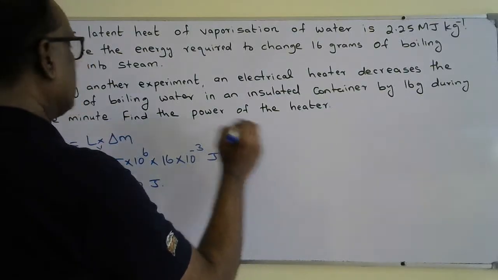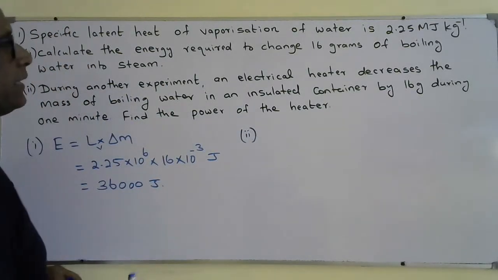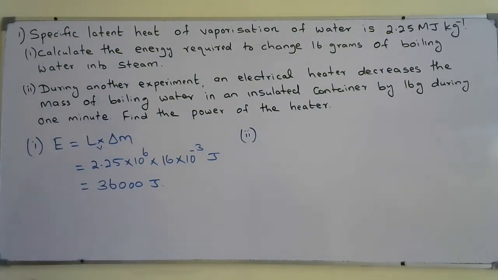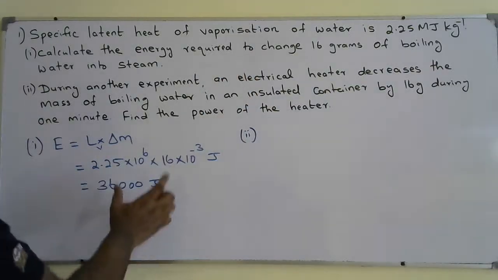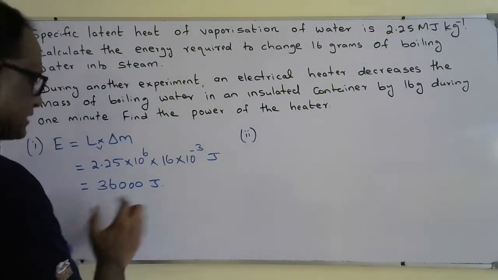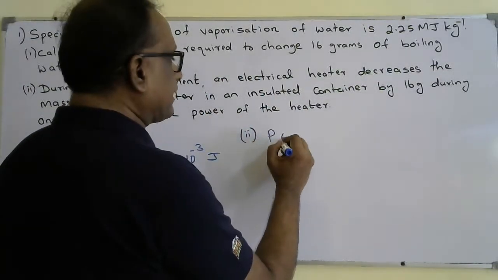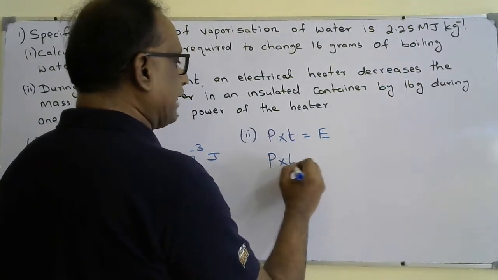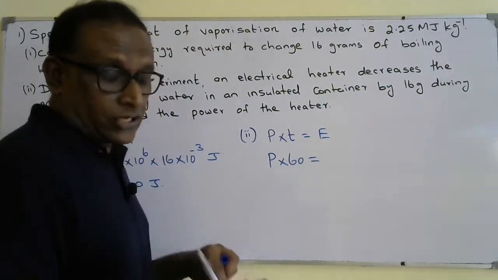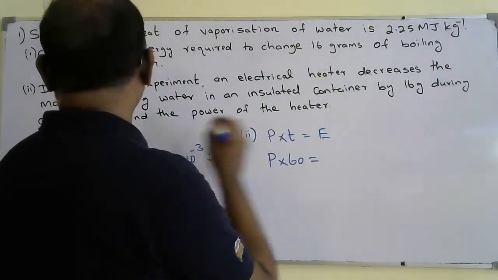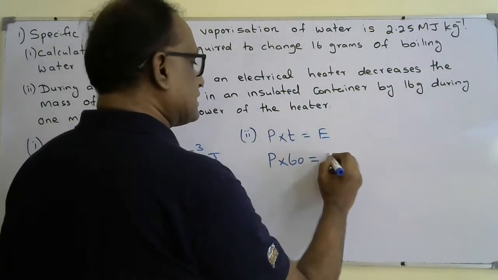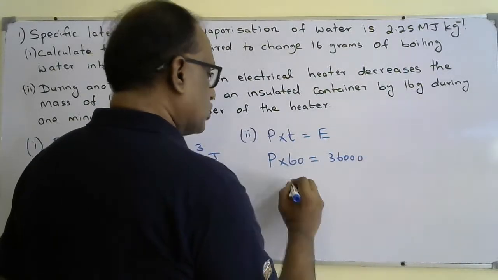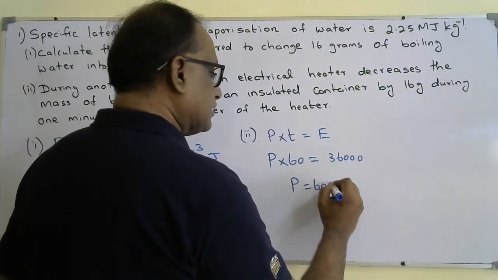Second part: during another experiment, an electrical heater decreases the mass of boiling water in an insulated container by 16 grams during 1 minute. So the heat required to vaporize 16 grams is the same thing. Power times time is the energy we calculated, and the time is 60 seconds, 1 minute. So energy is 36,000 joules, and the power of the heater is 600 watts.